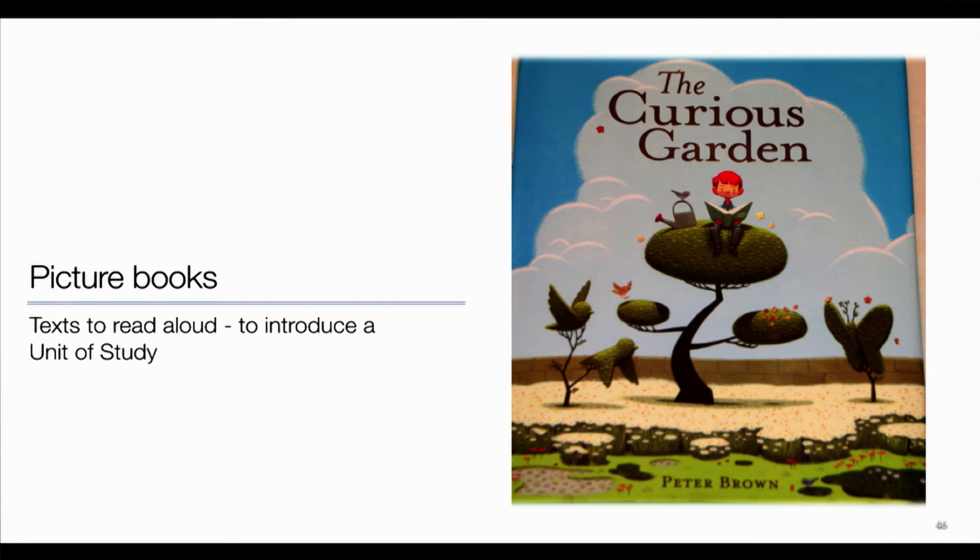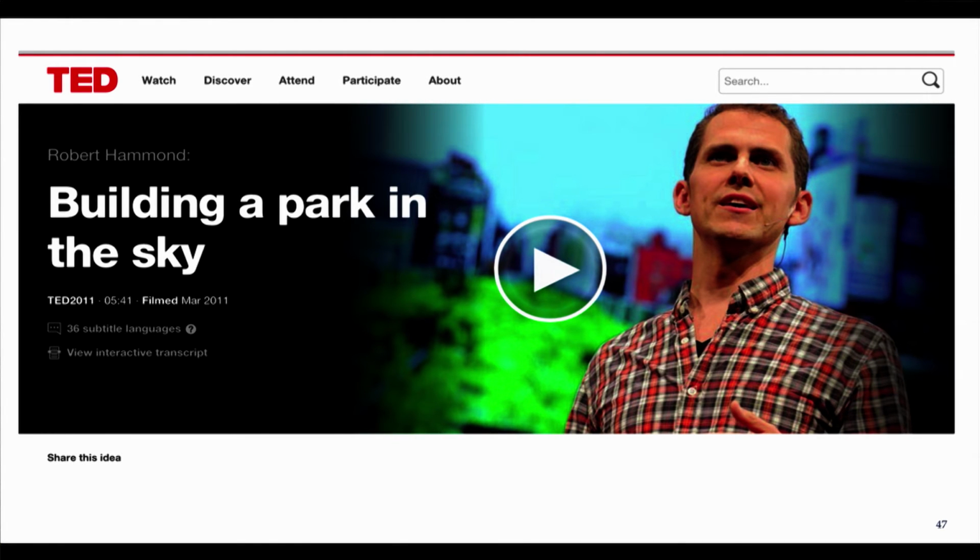And so we introduced this concept about local government and how we can impact our communities with this picture book. But then I layer it with another piece of text. There's a TED Talk from Robert Hammond called Building a Park in the Sky. It's one of those 6-minute TED Talks, really quick. He tells the story of, I lived in the neighborhood and I saw this flyer hanging on a pole that they're going to tear down the High Line. And I thought, I don't know why they're going to do that.